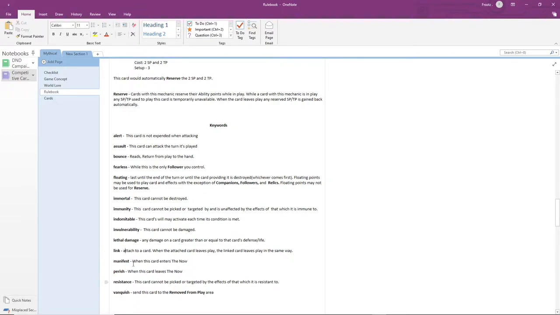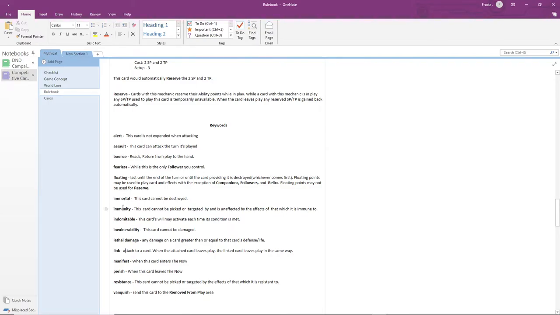Just to go over the ones that I did add, they are immortal, immunity, indomitable, invulnerability, manifest, perish, and resistance. Immortal just means this card cannot be destroyed. Any effects that would destroy a card cannot destroy an immortal card, and an immortal card cannot be destroyed when it takes lethal damage, as a card that takes lethal damage is destroyed. Now, like other card games, if you reduce a card's defense to zero, that card is not destroyed, it is just sent to the discard pile. So you can still remove this card from play, you can still bounce this card, etc. It just cannot be destroyed via lethal damage or destroying effects.